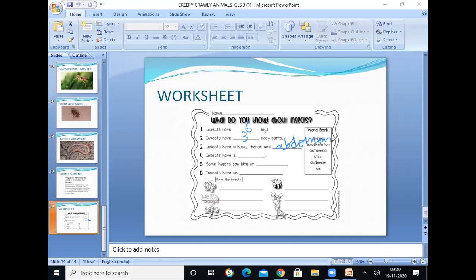Insects have an exoskeleton. You should write it. Insects have 2 antennae. Next, some insects can bite or sting, or release poison directly. Insects have an exoskeleton, a hard, tough covering on the outer skin. But this word is not in your text, so don't worry about it.